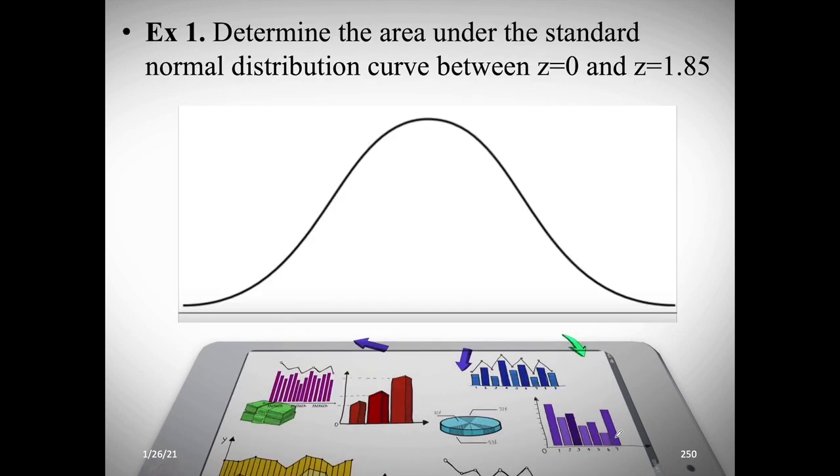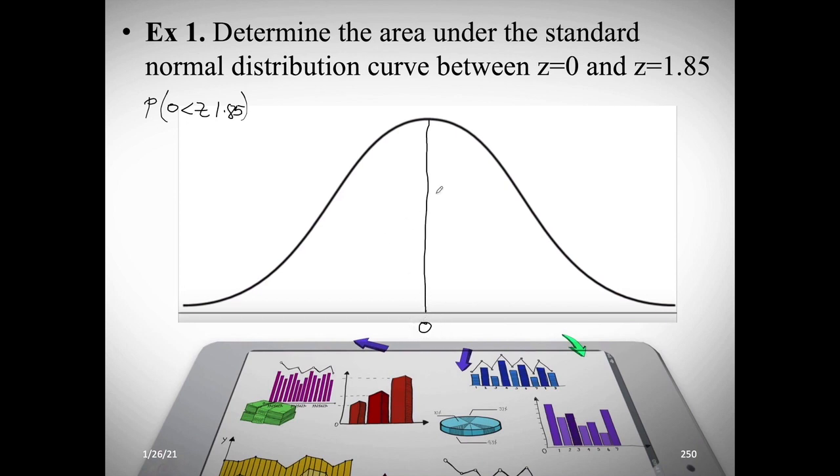Okay, so let's have a basic, short example. Determine the area under the standard normal distribution curve between z equals 0 and z equals 1.85. Basically, what the instruction is asking us is to determine the probability of the area from 0 going to 1.85. Again, when we say standard normal distribution curve, the center is the mean, the median, and the mode, which is equivalent to 0. Ito yon, yung pinakagitna.